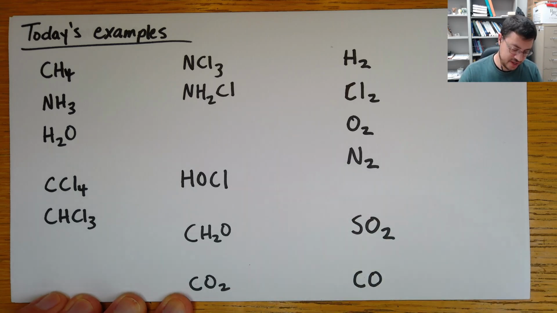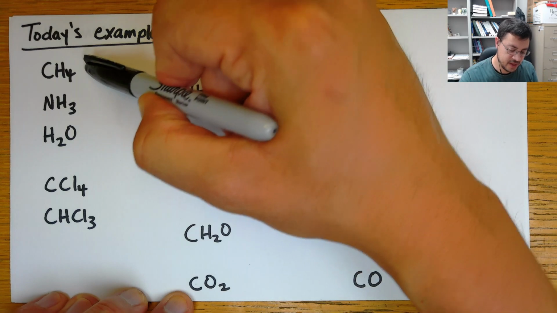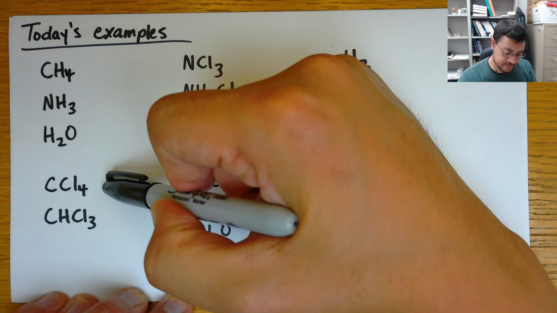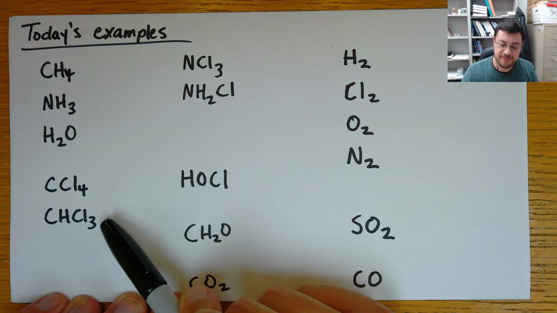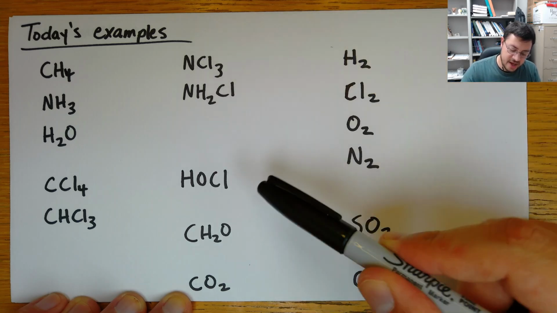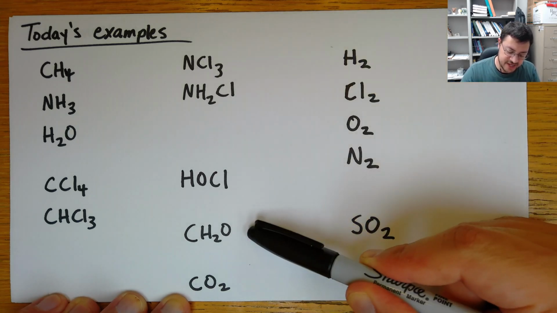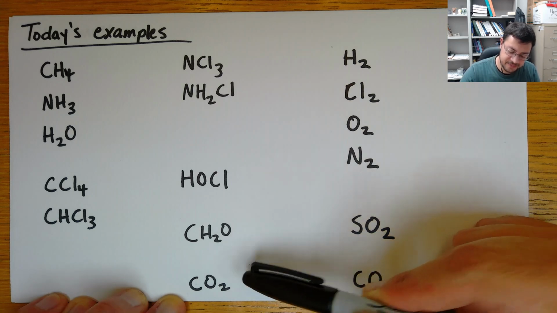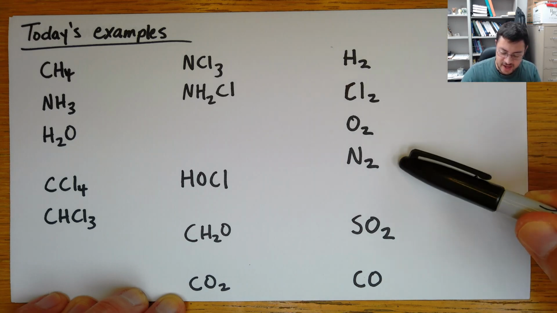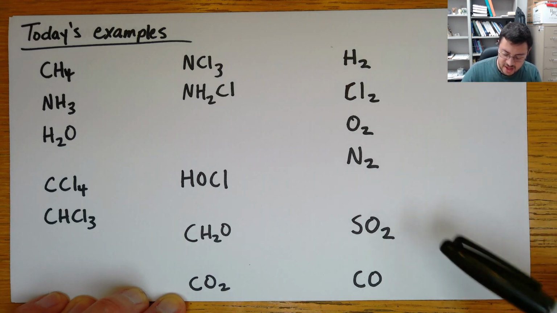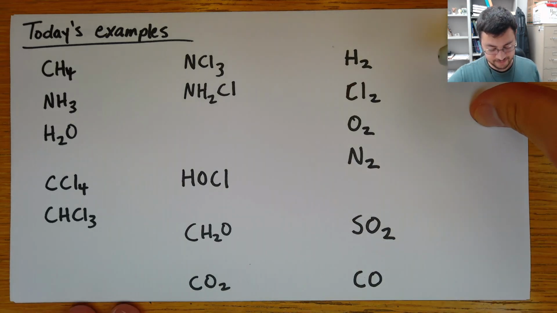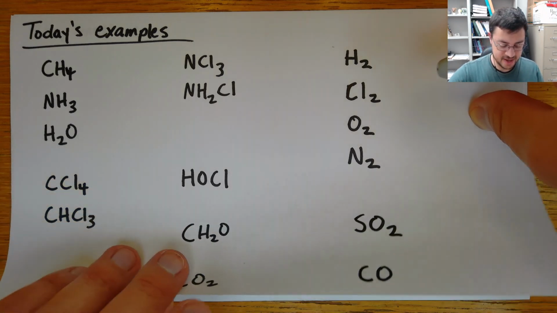I'll just read each of the formulas. We have CH4, NH3, H2O, CCl4, CHCl3, NCl3, NH2Cl, HOCl, CH2O, CO2, H2, Cl2, O2, N2, SO2, and CO, carbon monoxide. All right. Let's go ahead and begin.